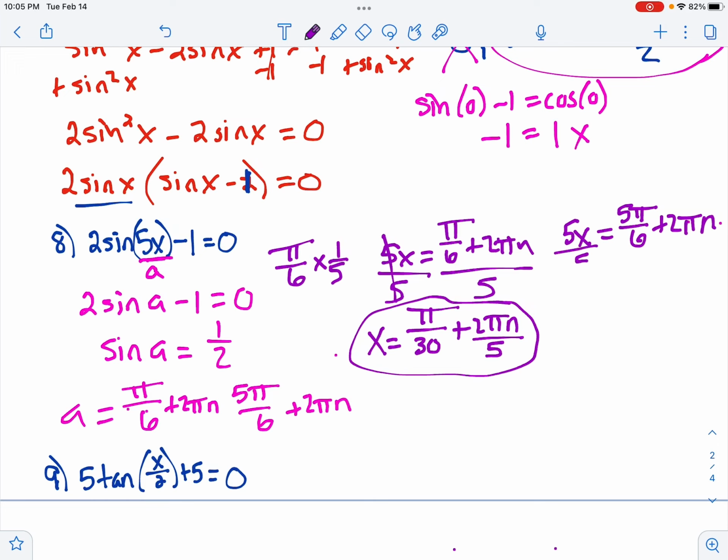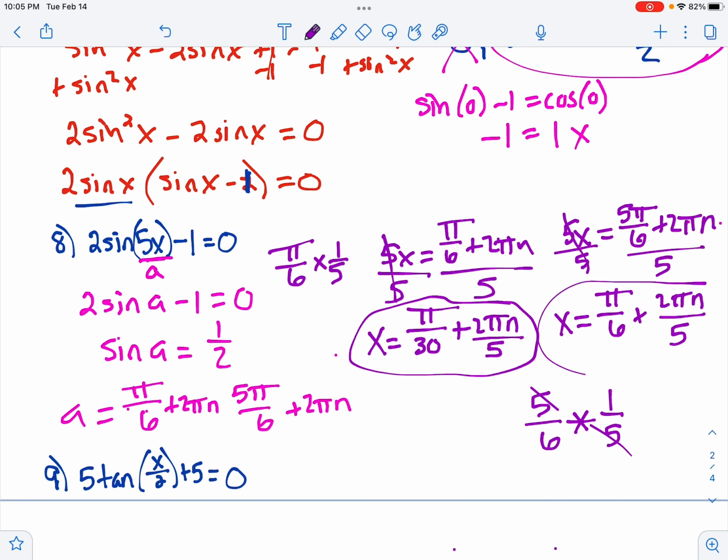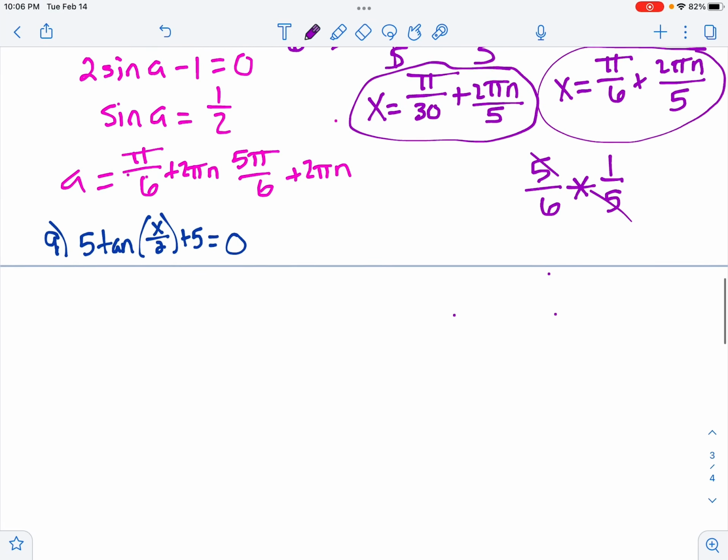And then on my second one, I'm going to divide by 5 again. So I get, remember, 5 pi over 6, change it to multiplication, flip it. Well, my 5's cancel, so I get pi over 6 plus 2 pi n over 5. And those are all of your solutions. Let's look at one more like that.